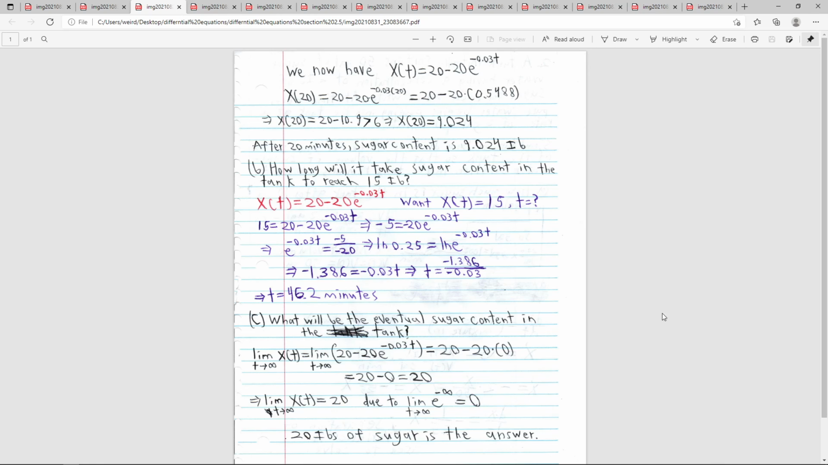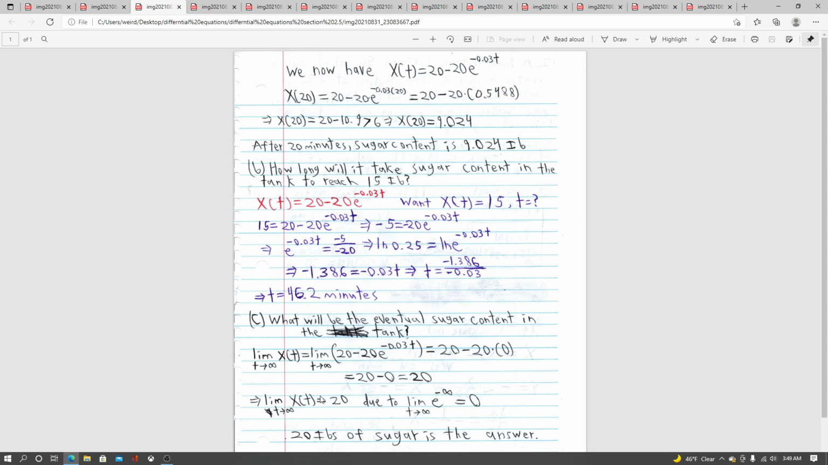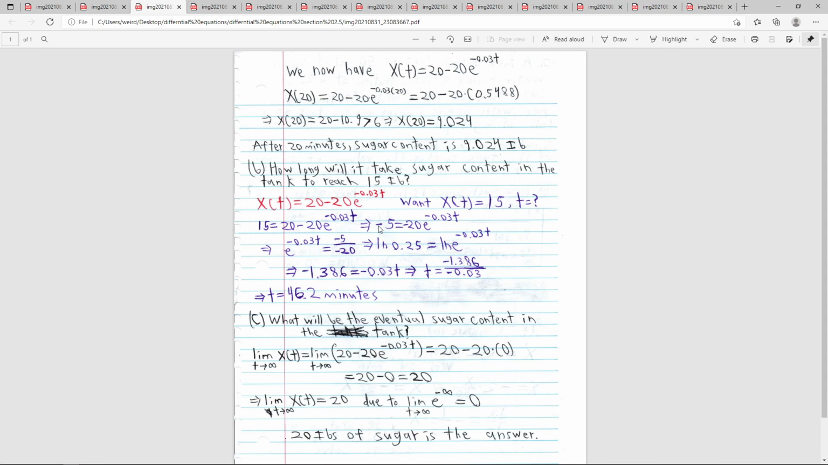So we can just set x of t equal to 15, and we want to know what t equals then. So we solve for t when x of t equals 15. So 15 equals 20 minus 20 times e to the negative 0.03t. Basically we subtract 20 and then we divide. To get e by itself, we take the natural log. Alright, so then eventually we get t equal to approximately 46.2 minutes.